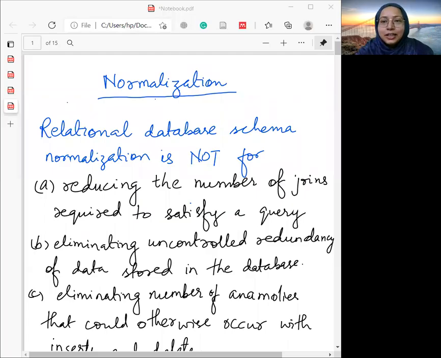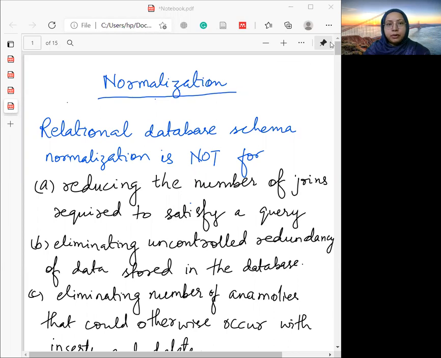My name is Hira Shaheen, and today I am going to discuss questions asked in the UGC NET exam based on normalization. So, first question is this one: relational database schema normalization is not for.